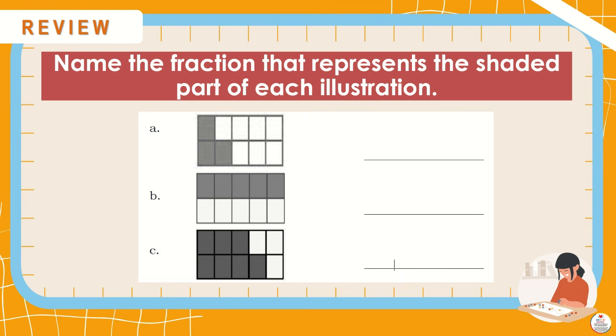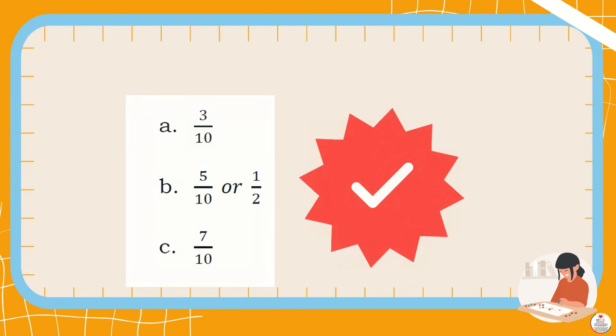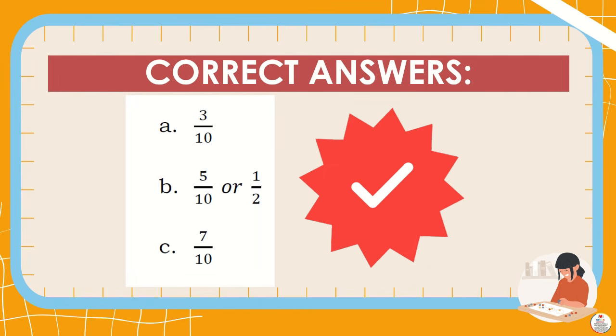For the review, name the fraction that represents the shaded part of each illustration. Here are the correct answers. For letter A, 3/10. B, 5/10 or 1/2. Letter C, 7/10.